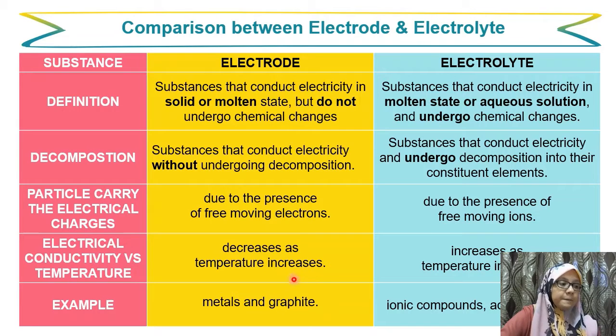So examples of electrodes are metals, pure metals, and graphite, which is carbon. While electrolytes are all ionic compounds that can conduct electricity, that is, all ionic compounds that can dissolve in water, or molten ionic compounds, acids and alkalis.